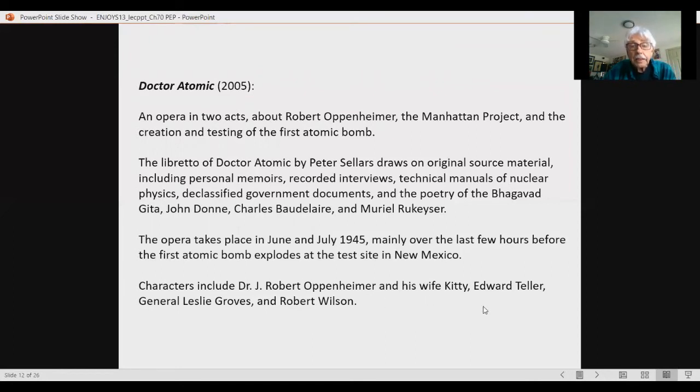And so the characters in the opera are Dr. Oppenheimer and his wife and other engineers. And if you know anything about this project, it was highly secret. And there was a dilemma, because if this was the right thing to do to make such a powerful bomb that was going to kill so many people. And so that's what the opera is about, this dilemma.